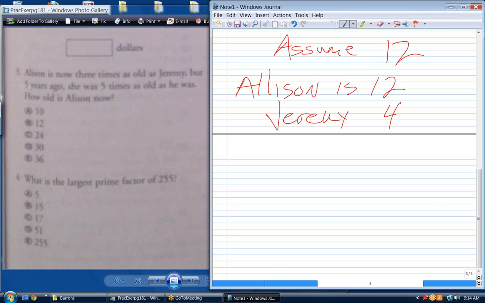So we know which way we have to go? Up. Yes, absolutely clearly. So what's the next thing to try? We'll try 30. So she's 30 now. That would make Jeremy 10. And then 5 years ago, she would have been 25, which is 5 times, so that's the answer. Okay, good. And had that not been the answer, you would know what the answer is. It would either be C or E unequivocally.